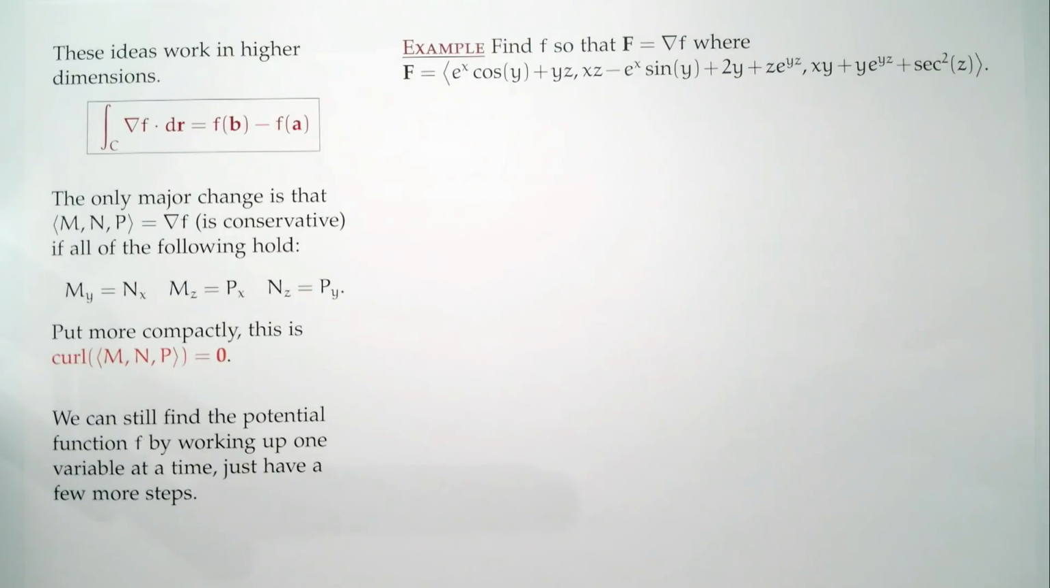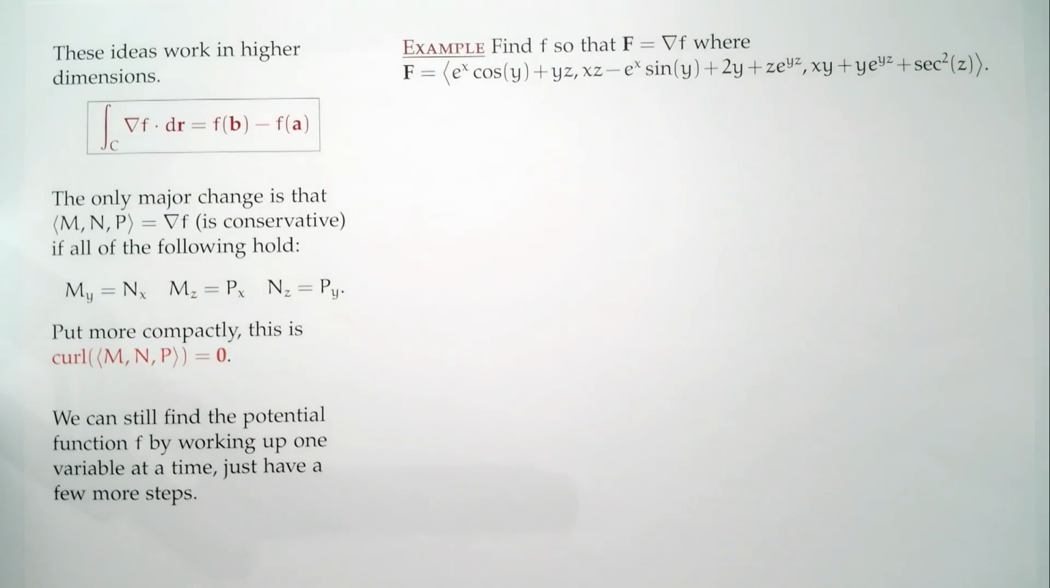So the integral along the curve of a gradient of f dot dr, you take the function at the end minus the function at the start, where the function is the potential function. Now the only big difference of what we talked about so far is how do you find that potential function, or how do you know that something is conservative?